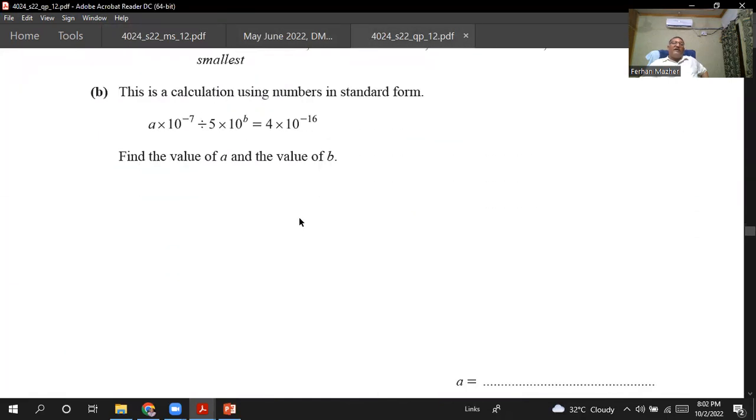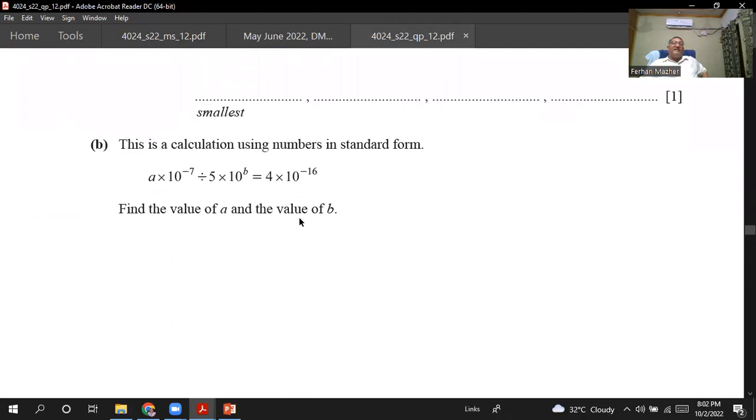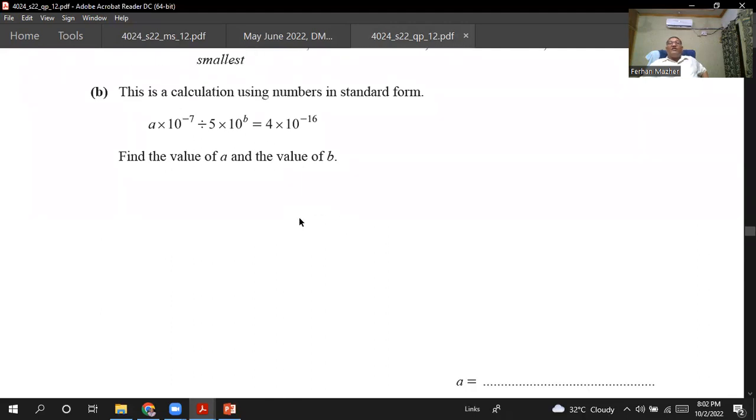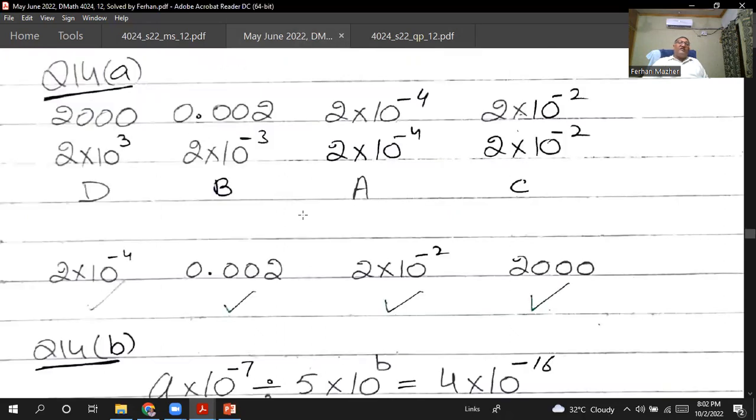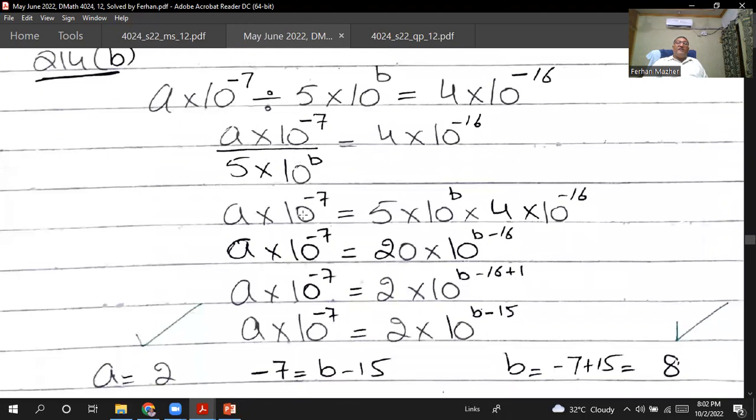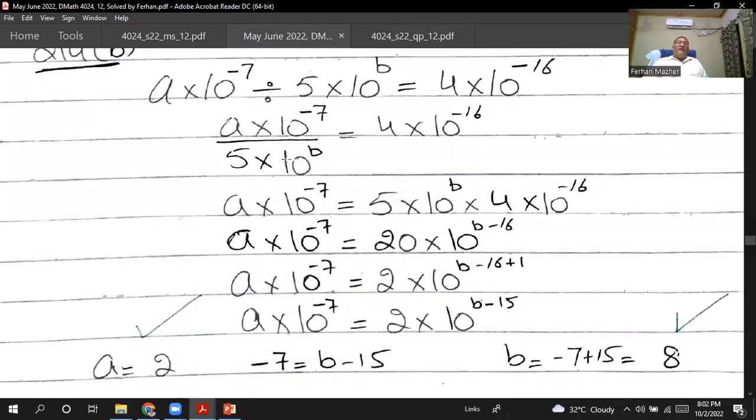Now we are going to the next question. He says this is a calculation using numbers in the standard form: a × 10^-7 divided by 5 × 10^b equals 4 × 10^-16. Find the value of a and the value of b. So I will write that in the fraction form and then I will try to solve it.